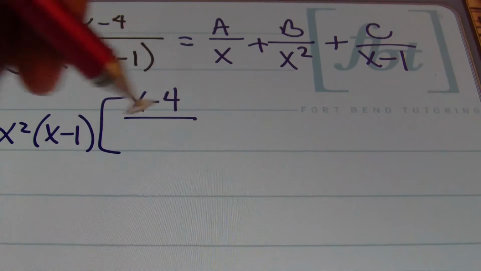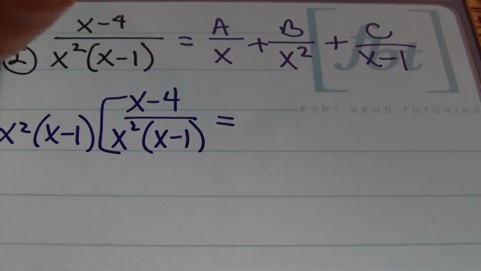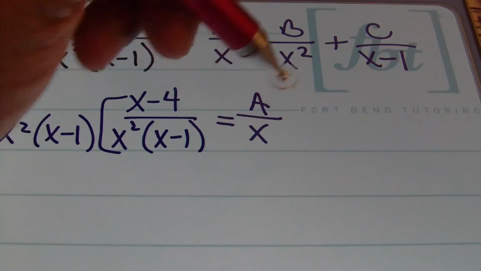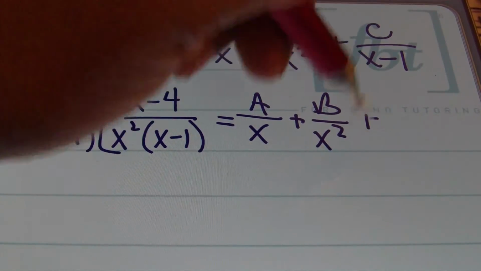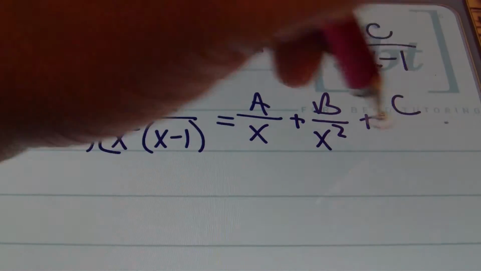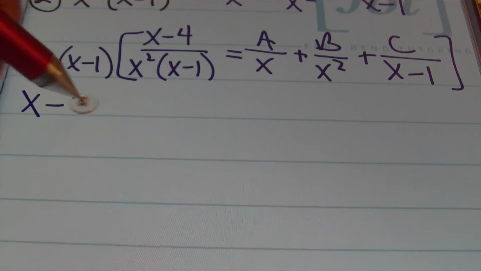Instead of writing each and every term out, I'm going to write this out in this form, so you'll see that I'll be multiplying each and every term by that common denominator of x squared times x minus 1. So let's do this. Distributing this x squared times x minus 1 to each and every term in our equation, the first term, the x squared times the x minus 1, will cancel out to leave us with x minus 4.